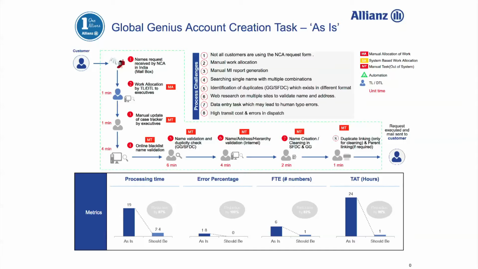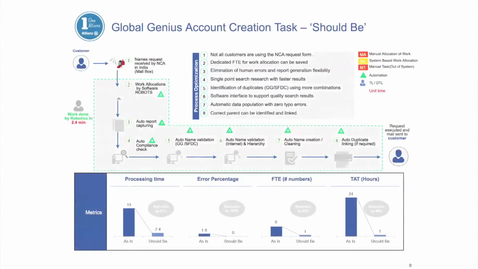Step 7 is for names creation in Global Genius and Salesforce using the validated information from Steps 3 to 6. Once creation is done, Step 8 identifies duplicates and parent names are linked to the original name code. Finally, request completion acknowledgement is sent to the requester via email. Let's now look at how names clearance should be processed post-automation.